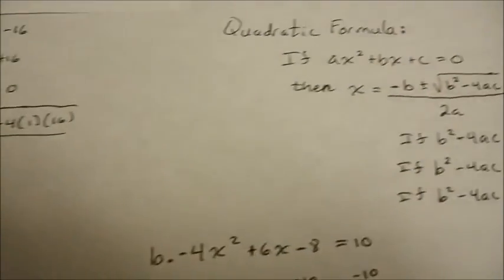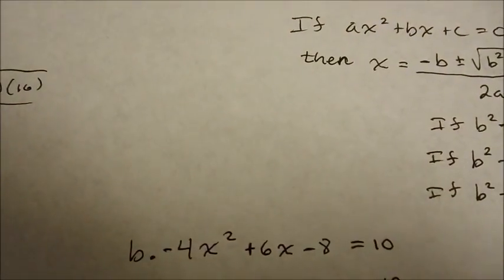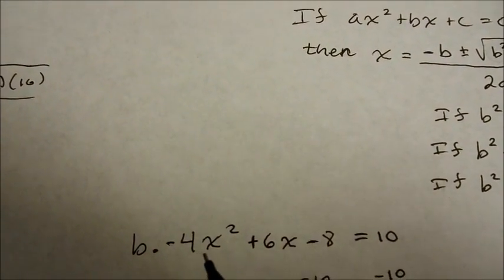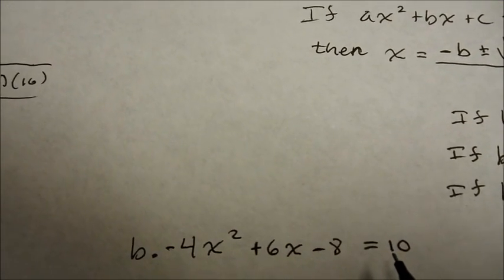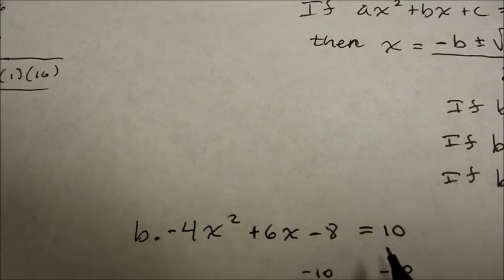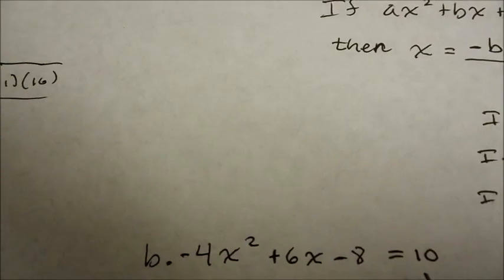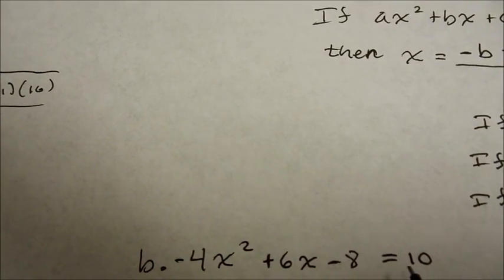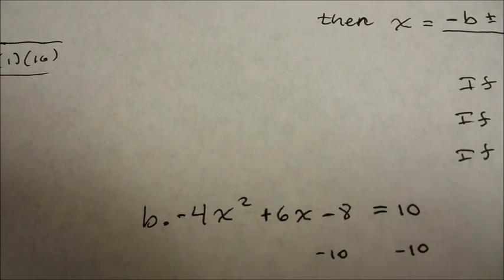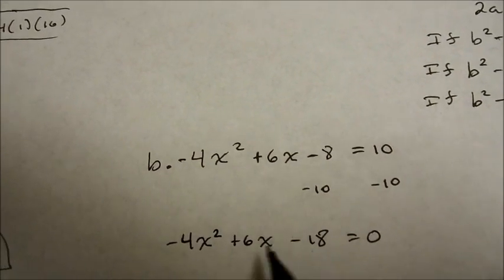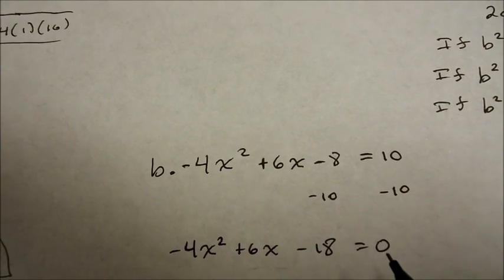Let's do another one. Let's look at this equation here, this left side equaling 10. The idea here, to use the formula, is that we have to isolate the expression on one side with 0 on the other, so we have to subtract 10 from both sides. Here's what that looks like. So we get this expression equaling 0.